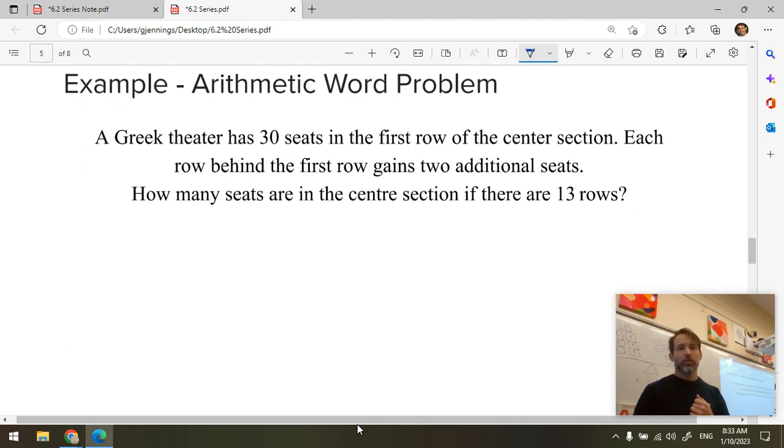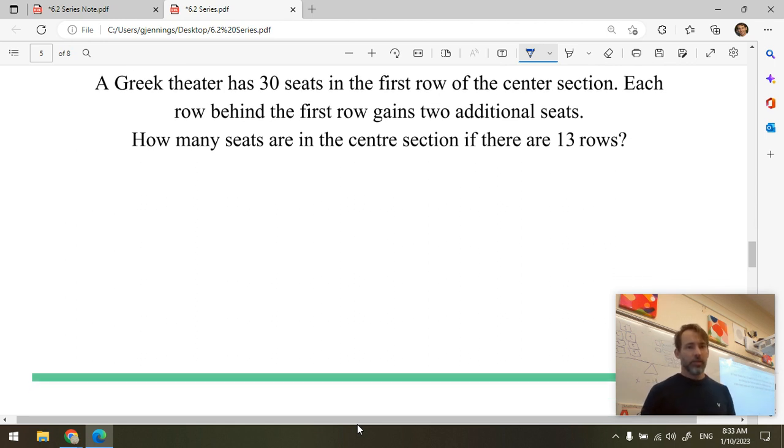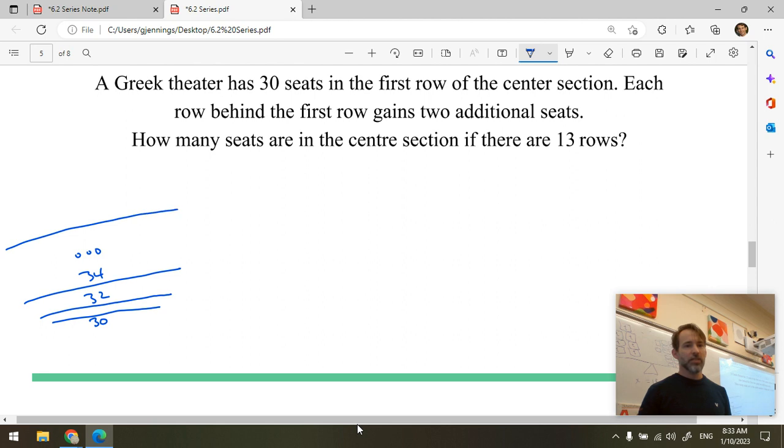Here you go. So now let's figure out this Greek theater. One thing that can help is draw a picture. Here is the first row. It has 30 seats. And every one after that, that's 32 seats, 34 seats, and dot, dot, dot, 13 rows. Okay. So I can imagine, well, how many seats are going to be in that last row? Well, I could use Tn and find out.